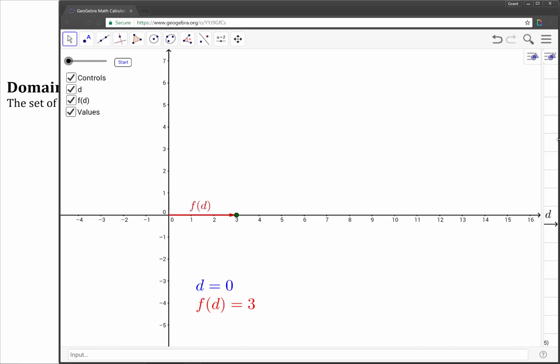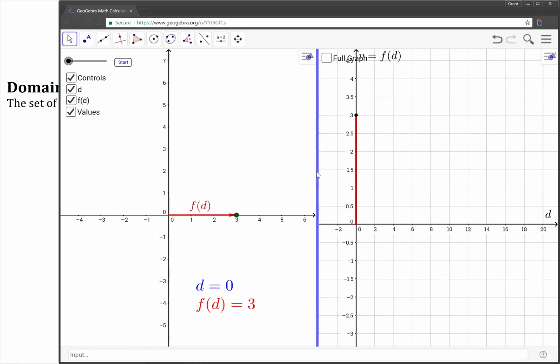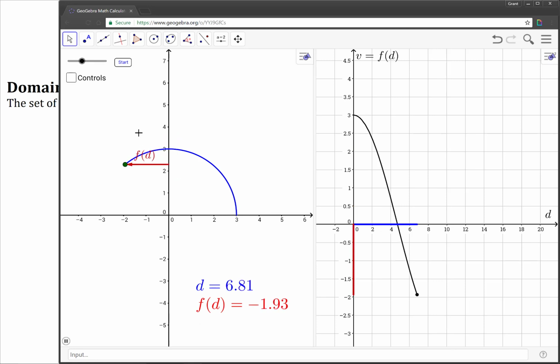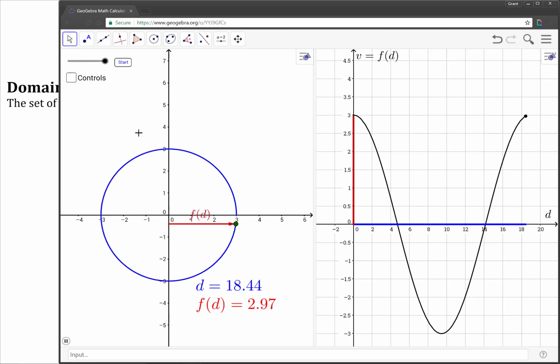Now we can actually track these graphically as we've done before. So let's represent values of d on the horizontal axis and values of f of d on the vertical axis. And as the point travels, let's keep track of the point (d, f of d). If we do this and we trace this point, a graph emerges that shows how d and f of d are related.